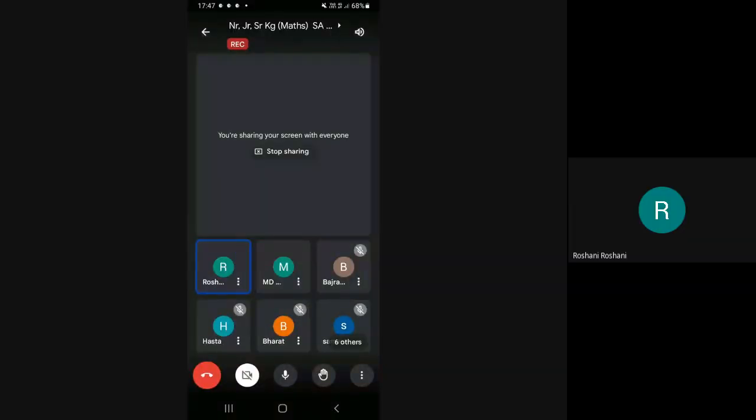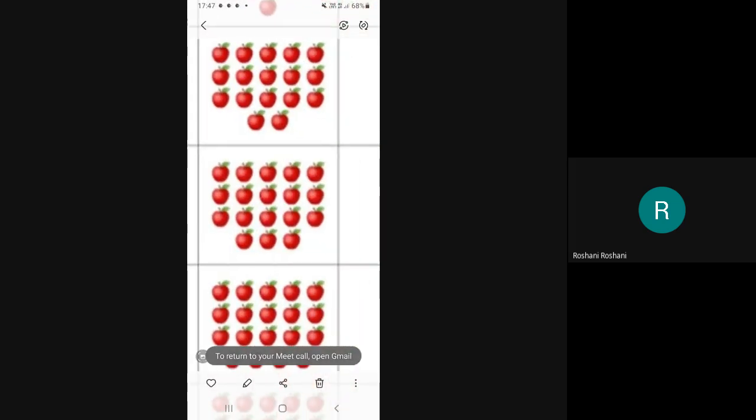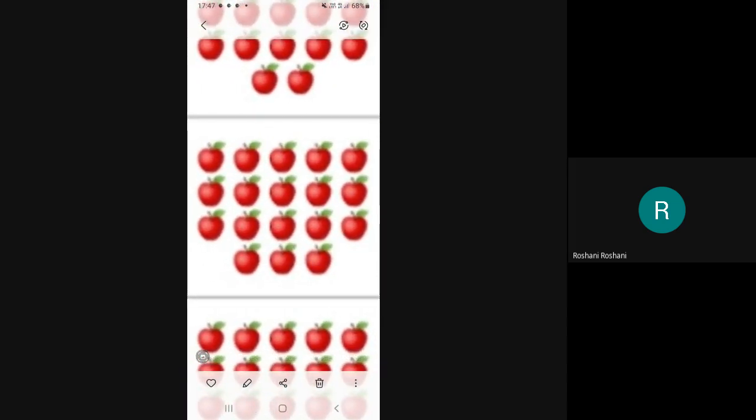Yes, teacher. Yes. Only Gargi. Share screen is visible. Yes. Can you count this apples?